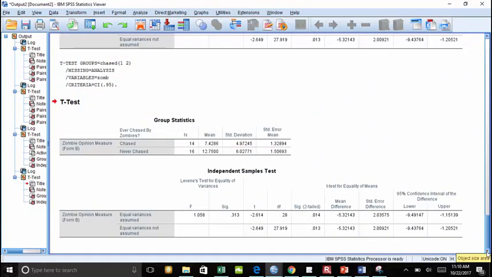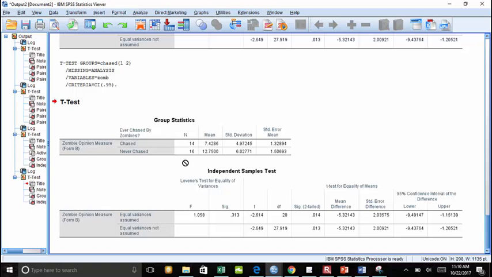Brings us down to our statistics. Here's our group descriptive statistics. It is important to know that when you have an independent samples t-test, where you have different people in each group, you can actually have different numbers of people in each group. In this case, we have 14 people chased by zombies and 16 who have never been chased by zombies. And that's fine.